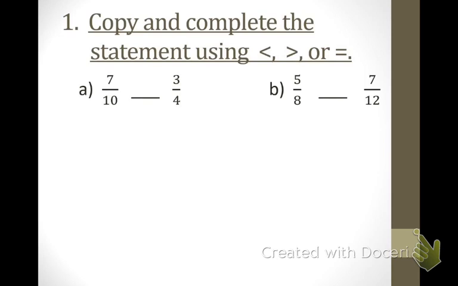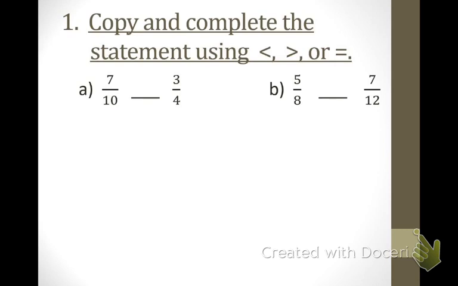So what we're doing is, you see 7/10 and 3/4. If you look, the denominator here is 10 and the denominator here is 4. Those are not common because they are not the same exact denominator. So what you need to find is something called the least common denominator. You want to find the smallest number that both of those can go into.